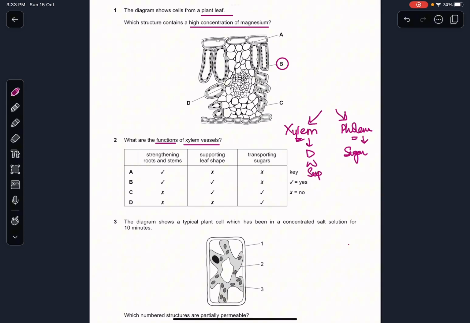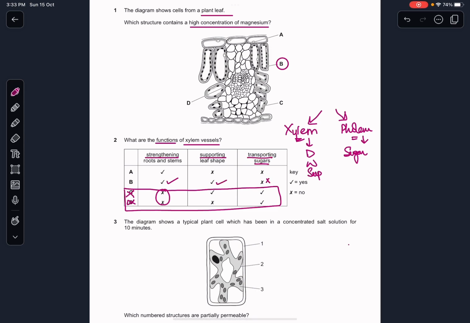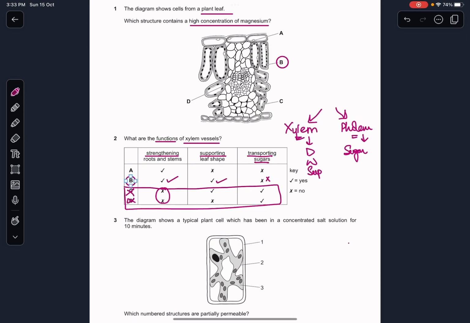Now let's have a look at the question. Xylem vessel, it's strengthening the roots and the stem. Yes, of course it does that. So these two cannot be the answer, so we're going to cut out C and D. We're not going to look at those later, right? Supporting the leaf shape. Yes, of course, xylem does do that. So this is correct and this is correct. And transporting sugars, no, xylem does not do that, right? So the answer would be B.